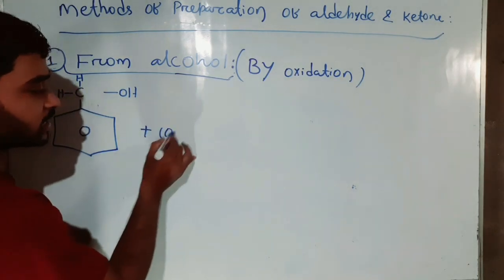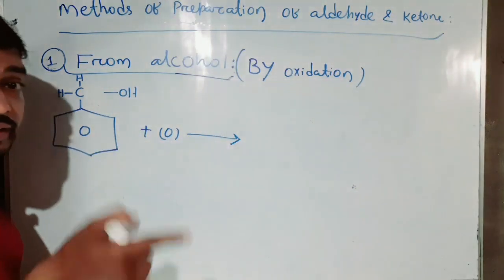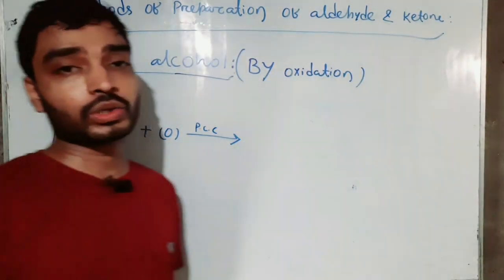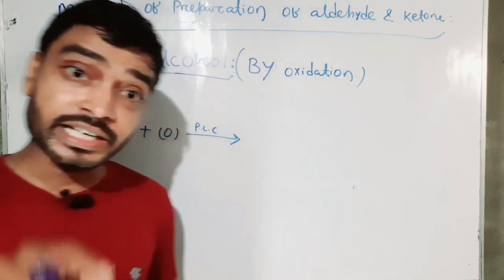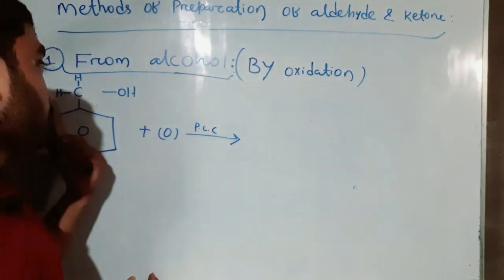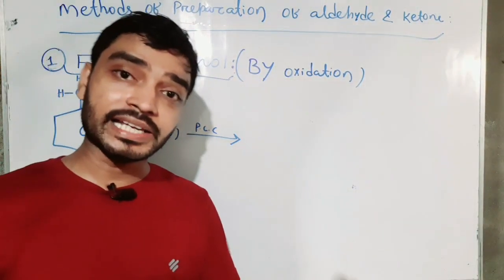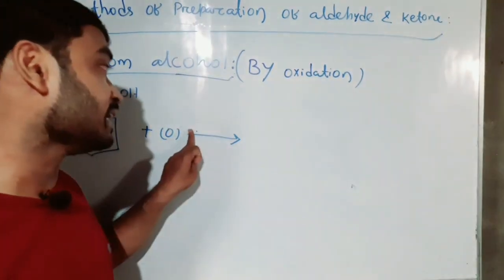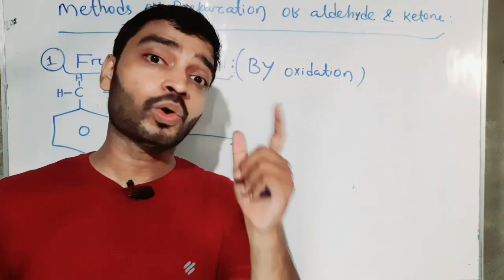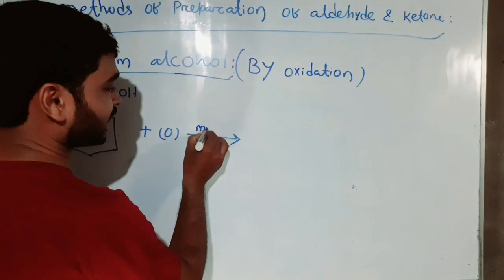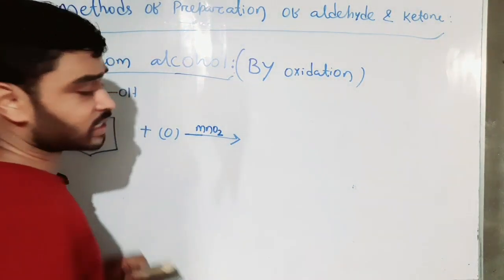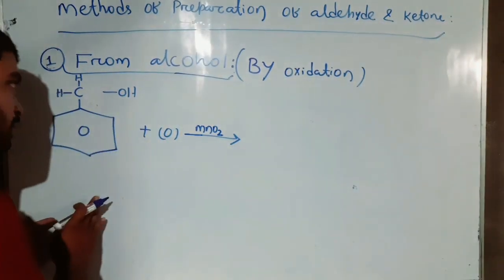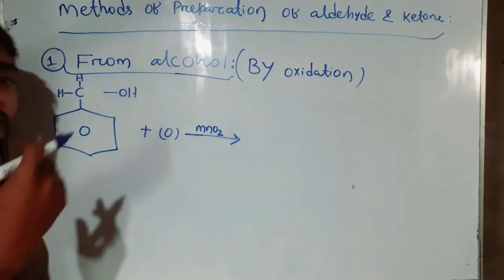If I add nascent oxygen, it will undergo oxidation. For aldehyde, what I have told, we should always take PCC. But in this case, PCC is not used. So what are the reagents or oxidizing agents which are used for the proper oxidation of benzyl alcohol, for the preparation of benzaldehyde and acetophenone? The reagent which is used is MnO2, or manganese dioxide. That manganese dioxide is the proper reagent for the oxidation of benzyl alcohol to benzaldehyde and secondary benzyl alcohol to acetophenone.